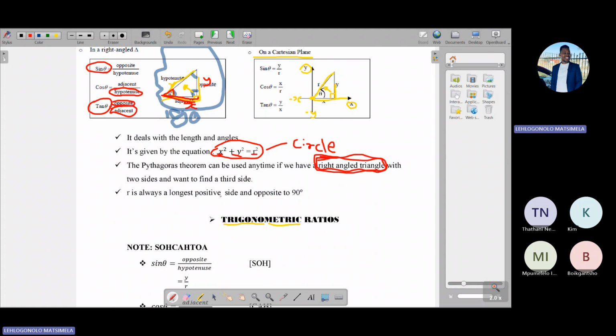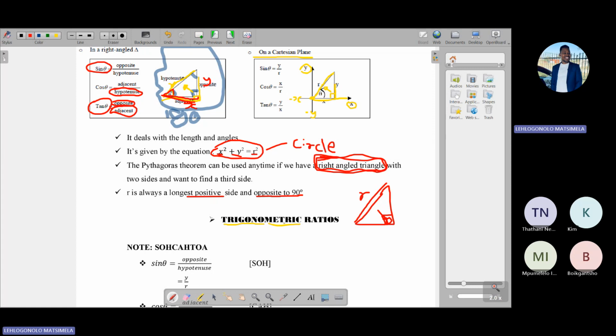Now, R is always the longest side, and it's always positive. What do they mean it's always positive? Because it's the length, it's not part of the axis, it's a length. It's also opposite to the 90 degree, like I showed you. In a right angle triangle like this, from the angle 90 we draw an arrow pointing to this side, and the side the arrow goes to becomes our hypotenuse, which is our R. So this is our R, the longest, and it's opposite to 90. This is our 90 degree on this triangle.